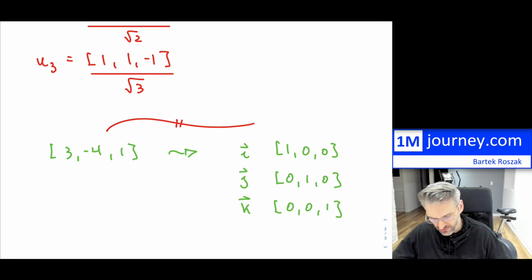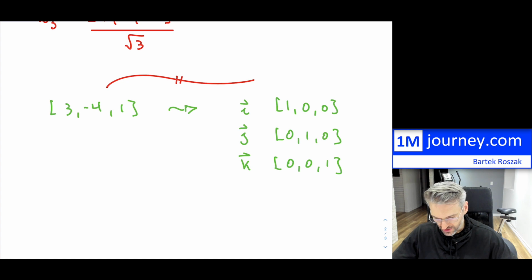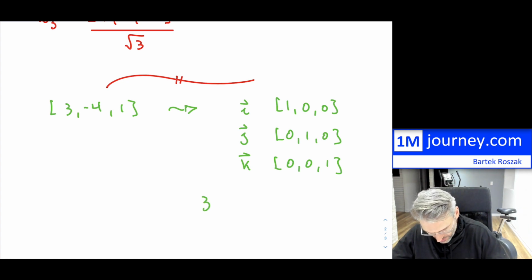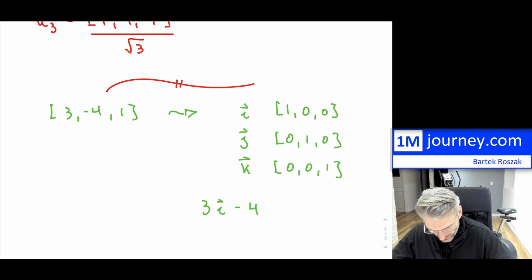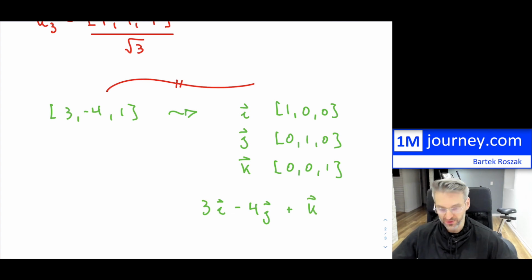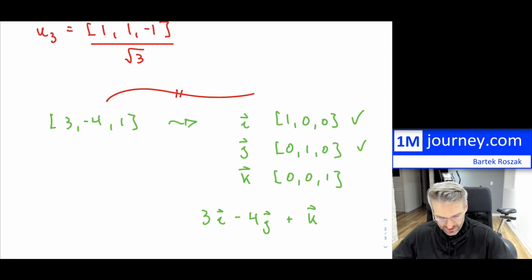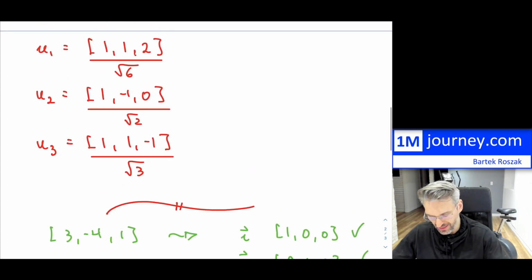Then it's very easy to pick off the components. So you know that this is just 3i, and minus, because of the negative, 4j, plus k because it's 1. So that's very easy to be able to see. Now, what we are doing is we're not using these as our coordinate system. We're using these as our coordinate system. So how do you get the component on each one?